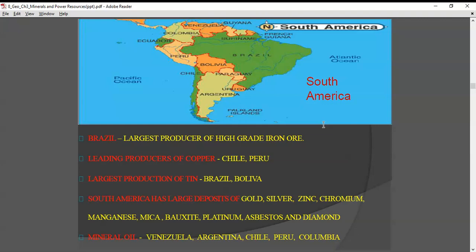In South America, we have Brazil, which is the largest producer of high-grade iron ore. We find copper in Chile and Peru. Then tin is found in Brazil and Bolivia. Then we have large deposits of gold, silver, zinc, chromium, manganese, mica, bauxite, platinum, asbestos, and diamonds in most parts of South America. Mineral oil is found in Venezuela, Argentina, Chile, Peru, and Colombia. These places have natural crude oil.